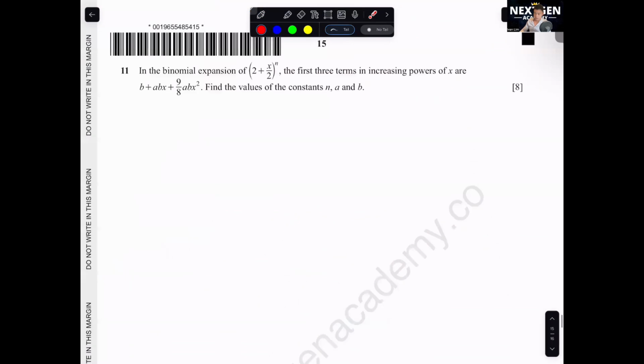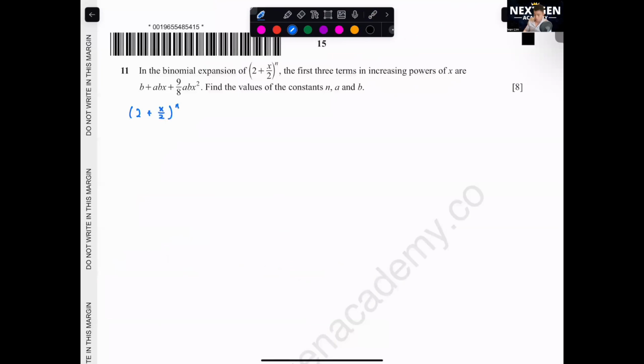In the binomial expansion, 2 plus x over 2 to the power of n, the first 3 terms in increasing power are these 3 terms. Find the value of n, a, and b. This is an 8-mark question. First thing, let's expand the brackets, but right now the problem is that you have an unknown n. So you just expand it in terms of unknown n first.